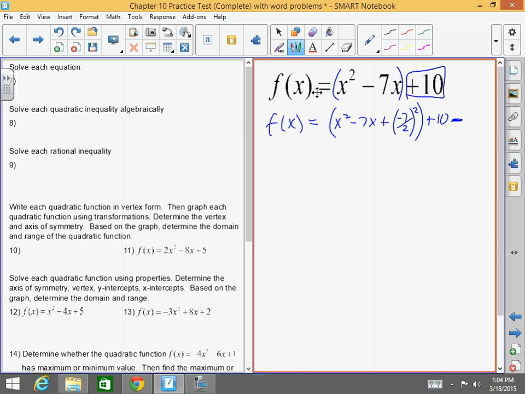Minus the b over 2 squared. Do not multiply those two negatives. Follow order of operations. So this is going to be x minus 7 halves squared. This is 10 minus 49 fourths. This goes to 4. That goes to 40. So this is minus 9 fourths. That is my vertex form.